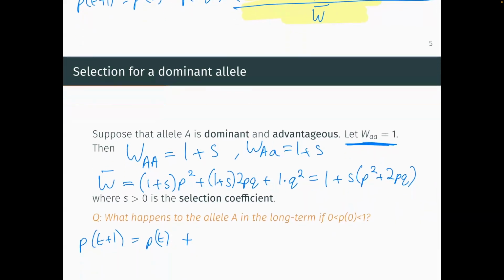So taking into account the p of t and q_t on the outside of that fraction, we end up with s p_t q_t squared all over our mean fitness, which we've just worked out below. We have 1 plus s times p of t squared plus 2 p of t q of t.